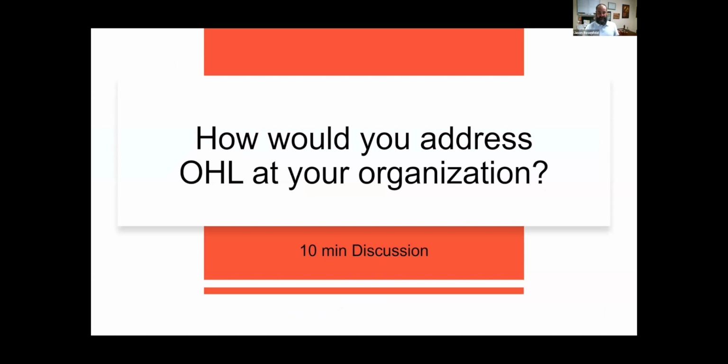So last piece of discussion, just a couple of quick minutes here. Thinking about this idea of organizational health literacy, think about the organization that you work for or maybe have worked for in the past. How would you try to address organizational health literacy where you currently are? Just with that definition that we talked about. A couple of quick ideas.